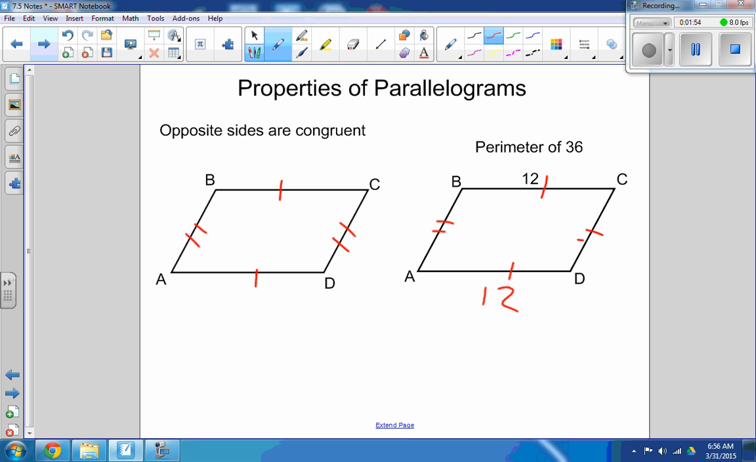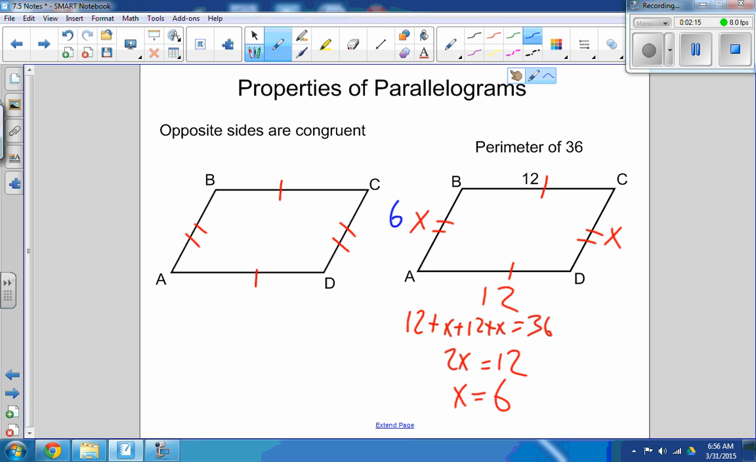These are congruent, so this one's x, this one's x. They have a perimeter of 36, so 12 plus x plus 12 plus x equals 36. Subtract 12 to both sides. 2x equals 12, so x is 6. So both of these lengths here are 6.